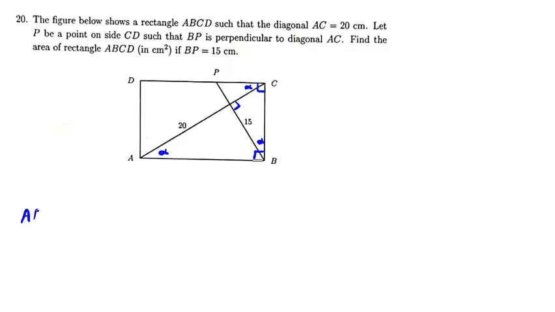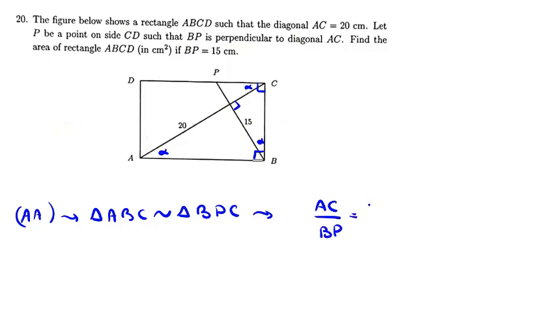By two angles, easily you can say triangle ABC is similar to triangle BPC. And if you write all the things, AC, the hypotenuse, over BP equals AB, which is sine 90 minus alpha, BC equals BC, alpha here, PC. AC is what? AC is 20. BP is what? It is 15.